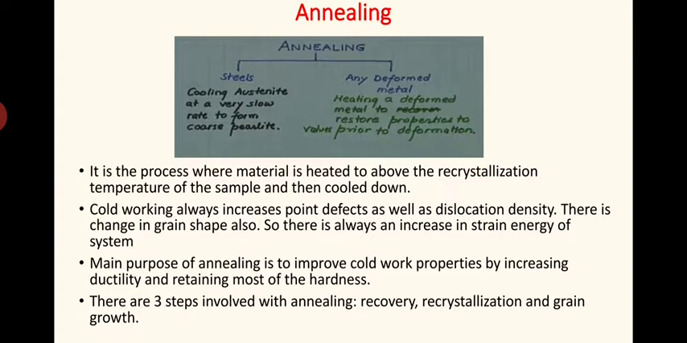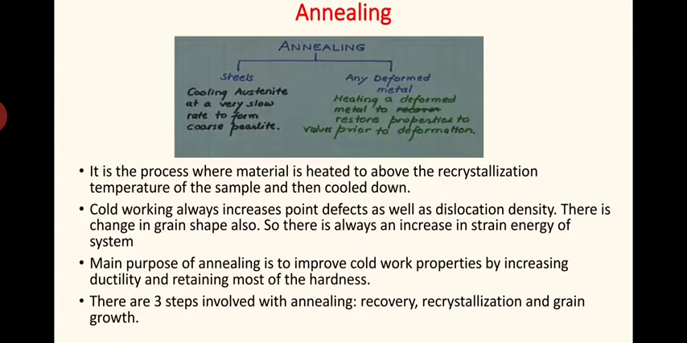Cold working always increases point defects as well as dislocation density. There is a change in grain shape also by doing cold working. So there is always an increase in the strain energy of the system. We know that if you perform cold working on a particular material, the final product will have more strain energy, as well as more defects, more point defects, and higher dislocation density.